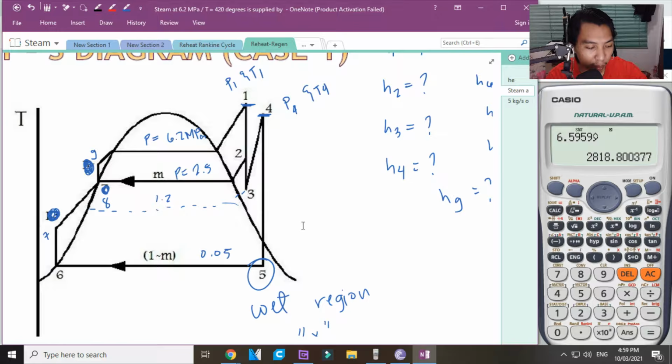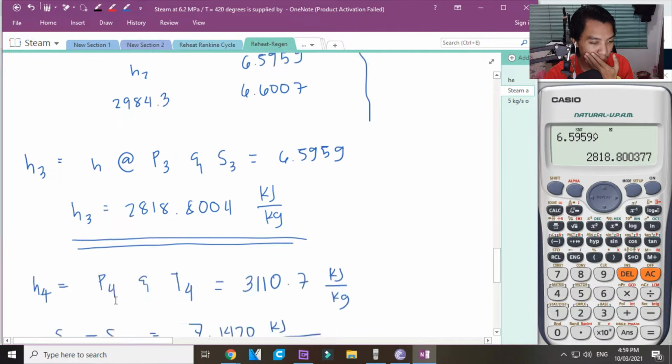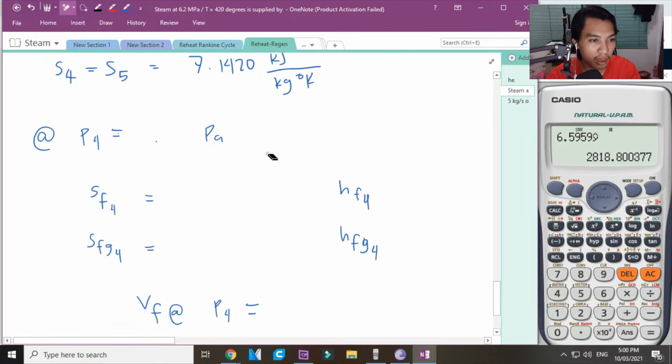Oh, it's not 1.2. I'm looking for quality 5, sorry, it's not 1.2. That is wrong, okay? This is SFP5. P4 is not equal to P5. It's P5, and S4 is equal to S5. That is the correct one. We are at P5, the condenser, 0.05 MPa. I got confused because I did not see the value. I got the value now.